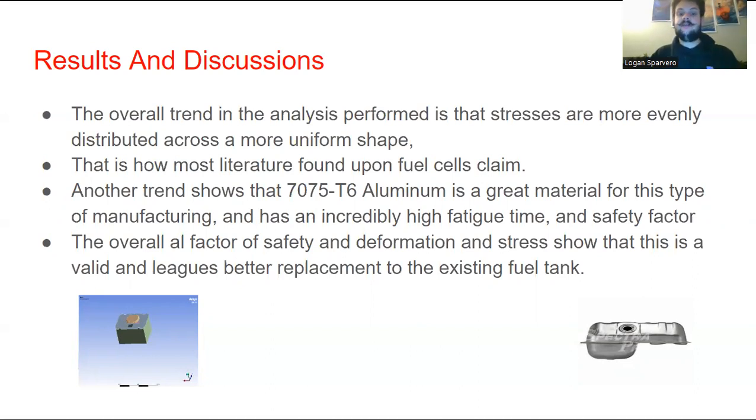And the trends show that the 7075 T6 aluminum is a great material. It is extremely strong, has a very high fatigue life. It is overall a great form of aluminum. And it couples with the fact that it's easy to manufacture and produce and manipulate as a material. So it has incredible material properties, and we can see that in the analysis. The overall effect of safety and deformation and stress show that it is a valid and leagues better replacement to the existing fuel tank.